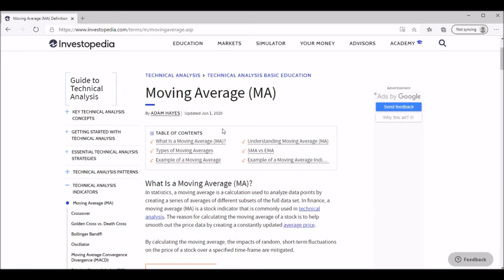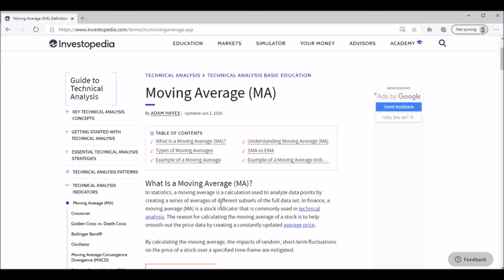It says moving average. In statistics, a moving average is a calculation used to analyze data points by creating a series of averages of different subsets of the full data set. So in finance, a moving average is a stock indicator that is commonly used in technical analysis. The reason for calculating the moving average of a stock is to help smooth out the price data. Guys, take note of this. The reason for calculating the moving average of a stock is to help smooth out the price data by creating a constantly updated average price, right?